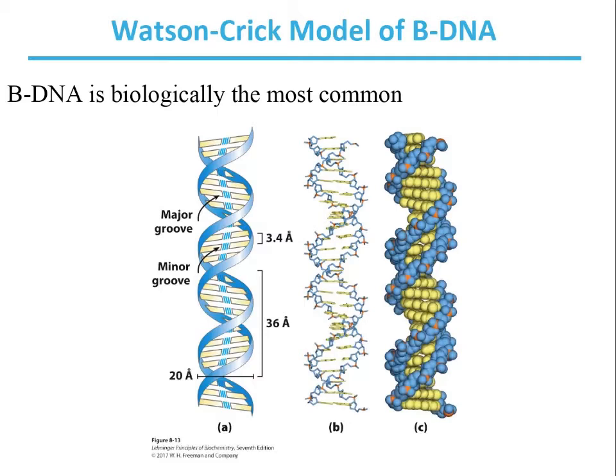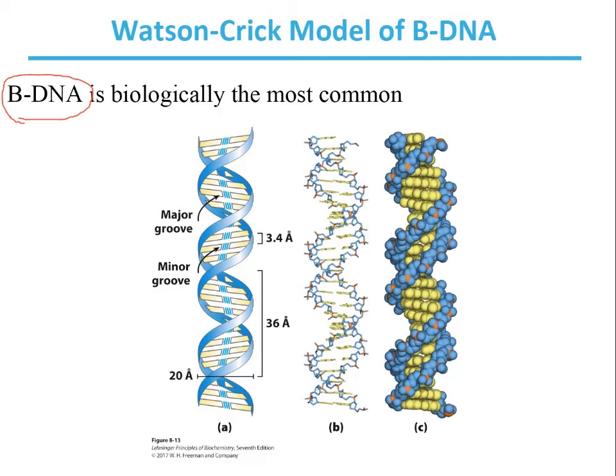Watson and Crick model of B-DNA. B-DNA is biologically the most common. It is the standard one. It is the one found in the cells; the cells contain B-DNA. Okay. It's the most important and the standard one. If you can see the B-DNA, yes, we have A and Z. I will show you in the next slide.